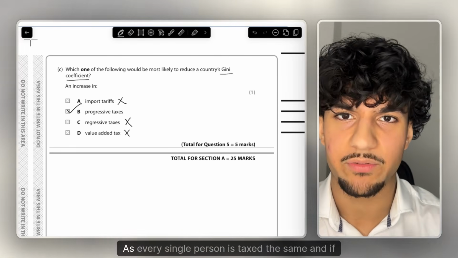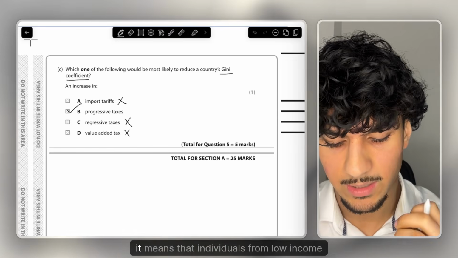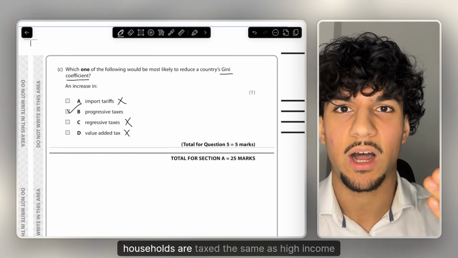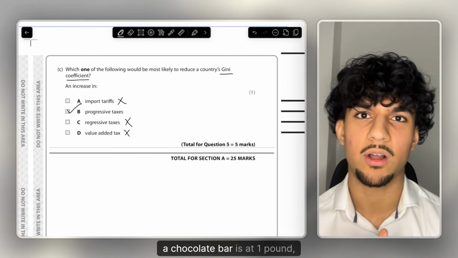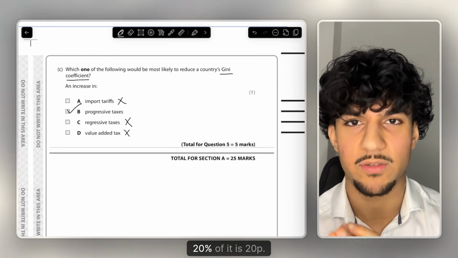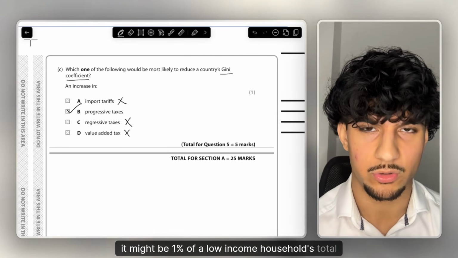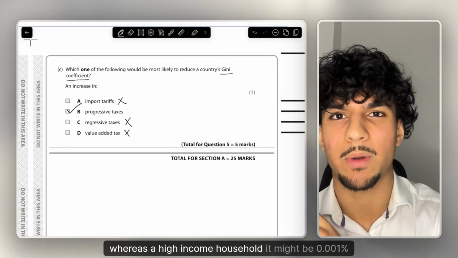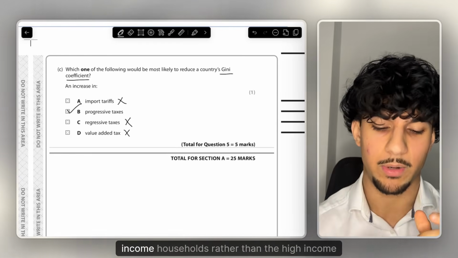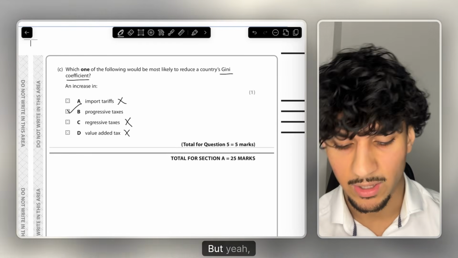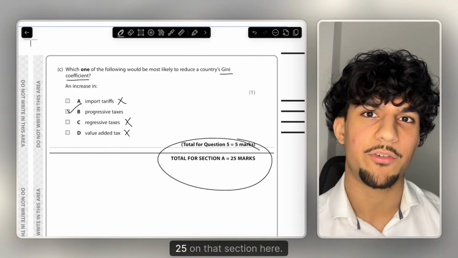Why is it regressive? As every single person is taxed the same, and if every single individual is taxed the same, it means that individuals from low income households are taxed the same as high income households. And of course, if you think about VAT, a chocolate bar is £1, 20% of it is 20p. That 20p might be 1% of a low income household's total income, whereas for a high income household, it might be 0.001% of their income. Therefore, it disproportionately affects the low income households rather than the high income households. But yeah, so the answer for this would be B, and that is how I would finish and get 25 out of 25 on that section A.